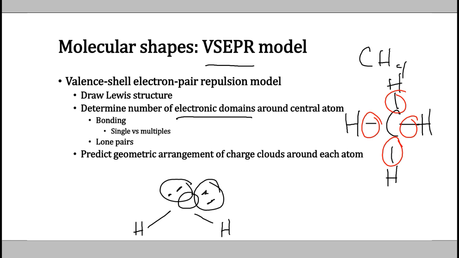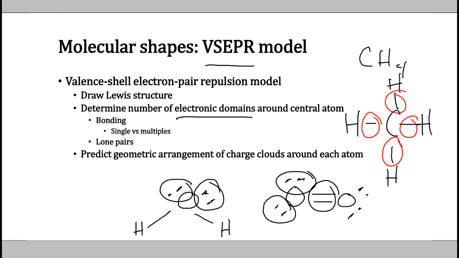Well, what if you have a multiple bond? So for instance, let's say we're looking at oxygen, O2. Oxygen is a homonuclear diatomic. We want to figure out exactly how many electronic domains are around it. Well, we already said that we're going to count the lone pairs as 1, so there's 1, 2 electronic domains. So even though this is a double bond, we're still going to count that as a single electronic domain. So around oxygen there are 3 electronic domains.